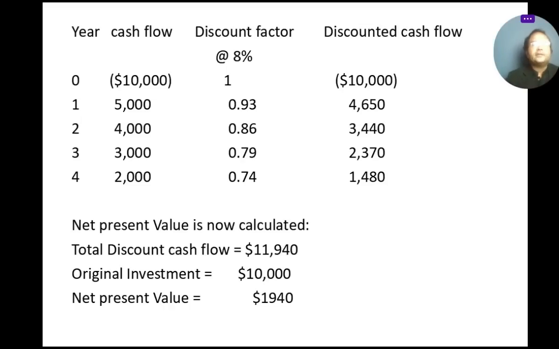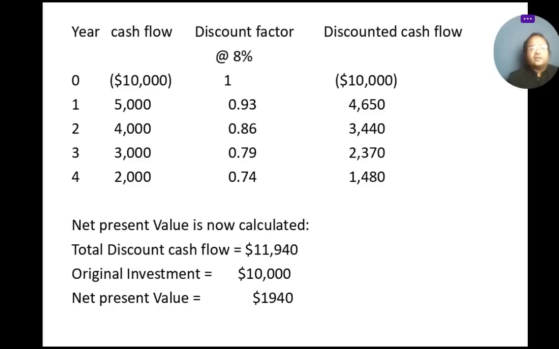So here in year 0, your cash outflow is 10,000, the discount rate is 8%, and we have to assume the discount factor is 1, and the discounted cash flow is 10,000 that you want to get back. In year 1 your cash flow is 5,000 and the discount factor is 0.93. You multiply both of them and you get 4,650. Year 2 is 4,000 and the discounted cash flow is 3,440.